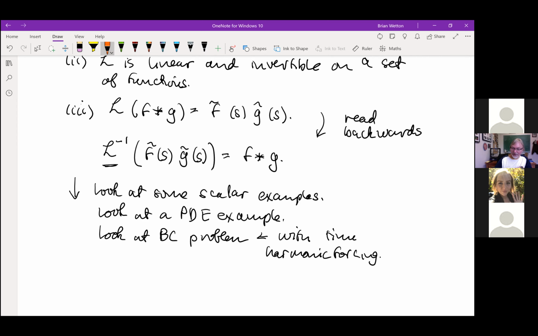But this looks like a good place to stop. I poached some minutes from you before. I'm going to give you five back today. So we'll pick this up next time.